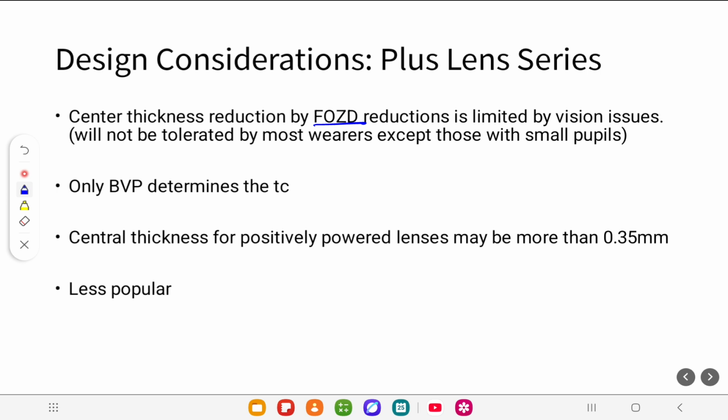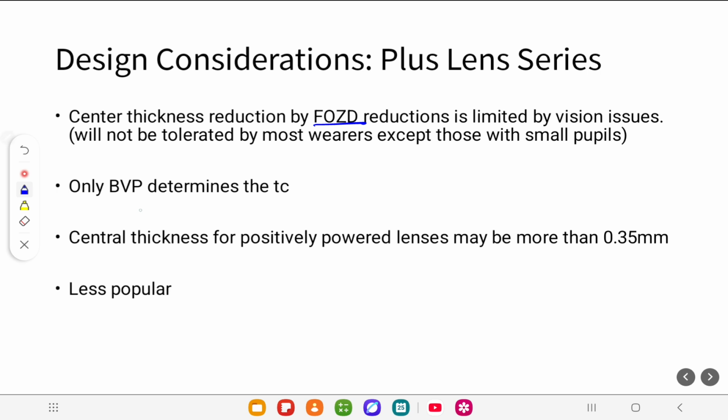But if you reduce the FOZD, the thickness difference between the center and the periphery is reduced. Yes, and it will be helpful. But it will not be tolerated by most wearers, except some small people. So that's why we cannot make a very small FOZD. Otherwise it will create glare, and I have already talked about that in a previous video.